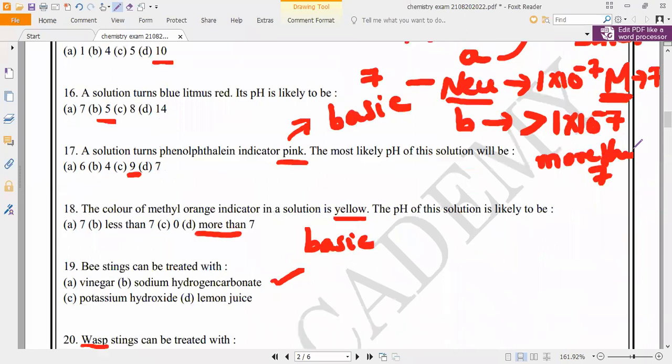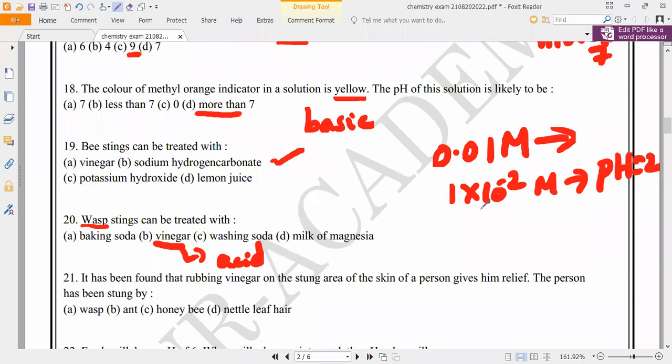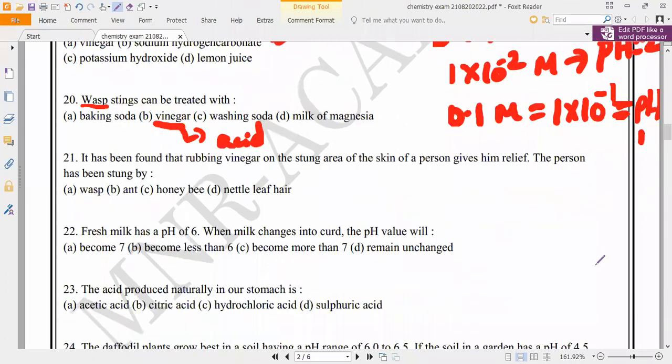For example, if I say 0.01 molarity, what is the pH value? Can anybody say? I can write this as 1 into 10 power minus 2. Is it yes or no, guys? So pH is equal to 2. All of you should remember. Next, if I say 0.1 molarity, which I can write as 1 into 10 power minus 1, so the pH value is 1. All of you note it down. If anybody has a doubt, you can ask me.